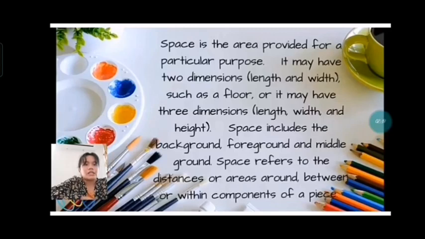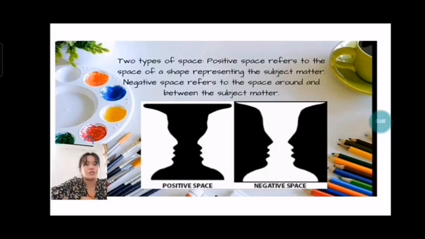Space. Space is the area provided for a particular purpose. It may have two dimensions, length and width, such as floor, or it may have three dimensions, length, width, and height. Space includes the background, foreground, and middle ground. Space refers to the distance or areas around, between, or within components of a piece. Two types of space. Positive space refers to the space of a shape representing the subject matter. Negative space refers to the space around and between the subject matter, like the picture below. Examples of space.